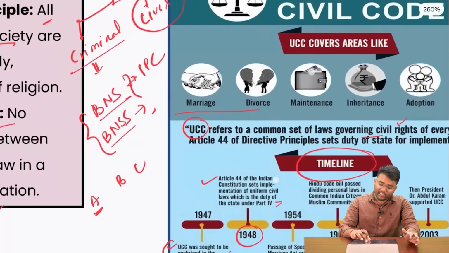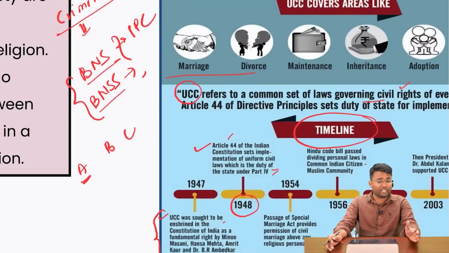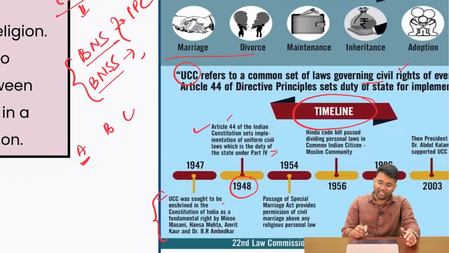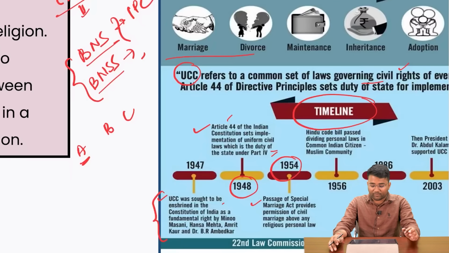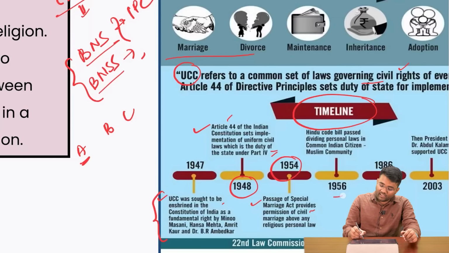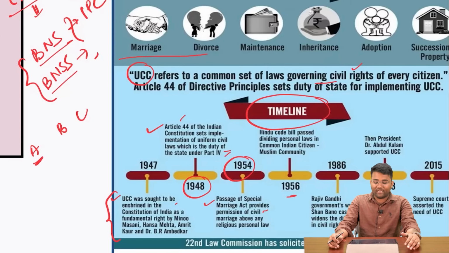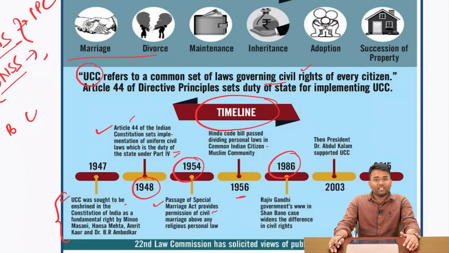So in 1948, this Article 44 was kept under Part 4. Subsequently, in 1954, there was the passage of the Special Marriage Act that provided for civil marriages above any religious personal laws, so that people belonging to different religions can also marry under this particular act. Then in 1956, the Hindu Code Bill was passed, dividing the personal laws between the common Indian citizen and the Muslim community. In 1986, the then Prime Minister Rajiv Gandhi's government tried to undo what had been given as a judgment in the Shah Bano judgment.